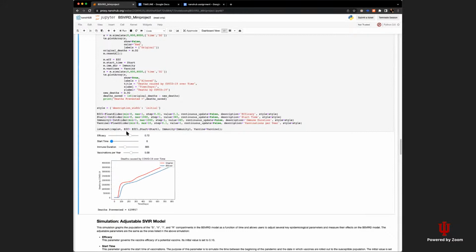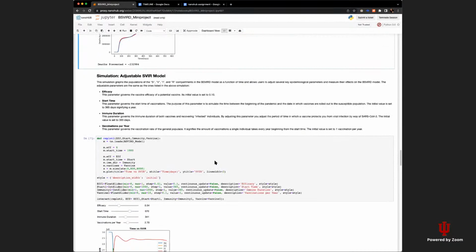But if we move it to 0 just to make it simple, you can adjust the efficacy of the vaccine. If you had a very poor vaccine, there aren't as many lives saved. But if you make it 100%, then you can save a lot, if you had somehow the perfect vaccine. You can also adjust the duration of immunity as well as the number of vaccines per year. If we adjust it to a very low amount, obviously it won't really change that much.